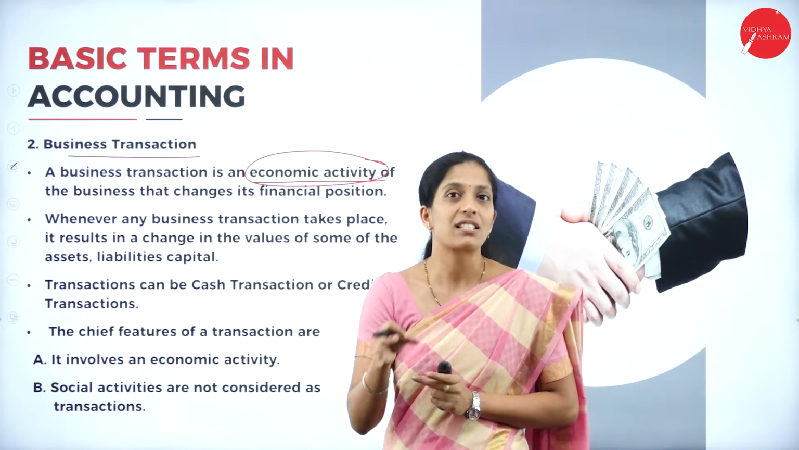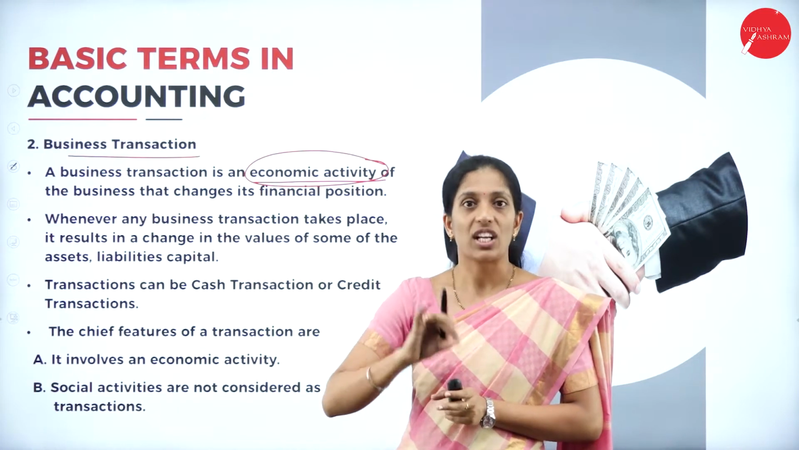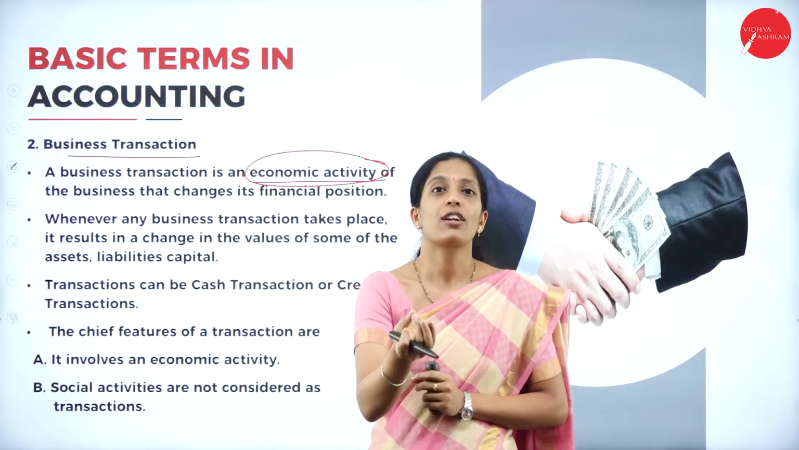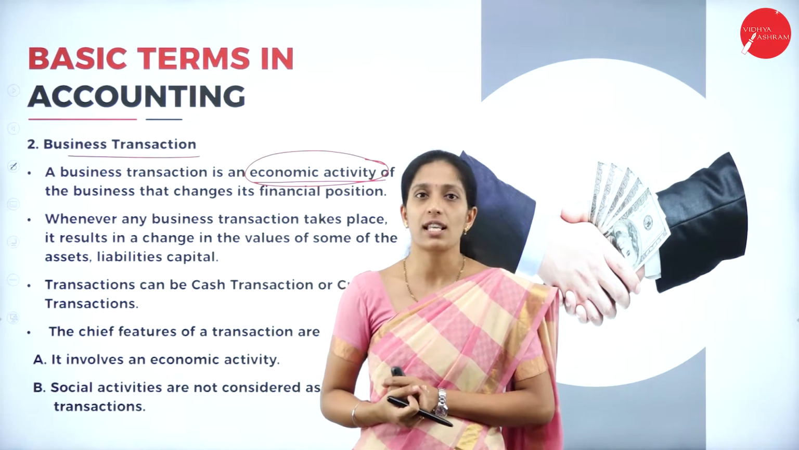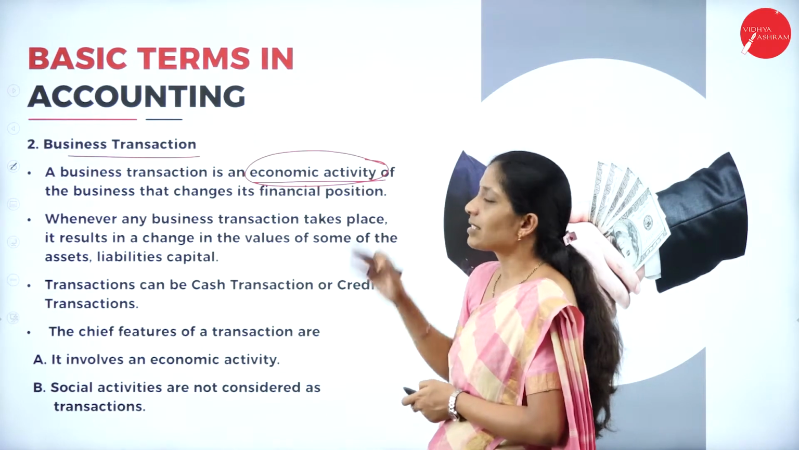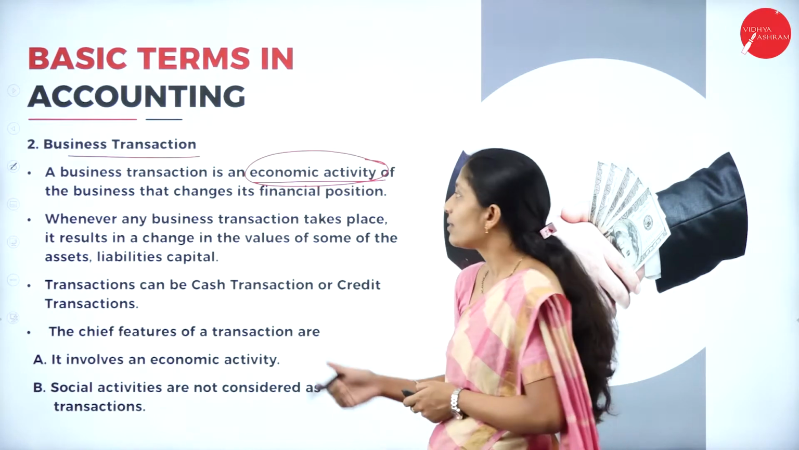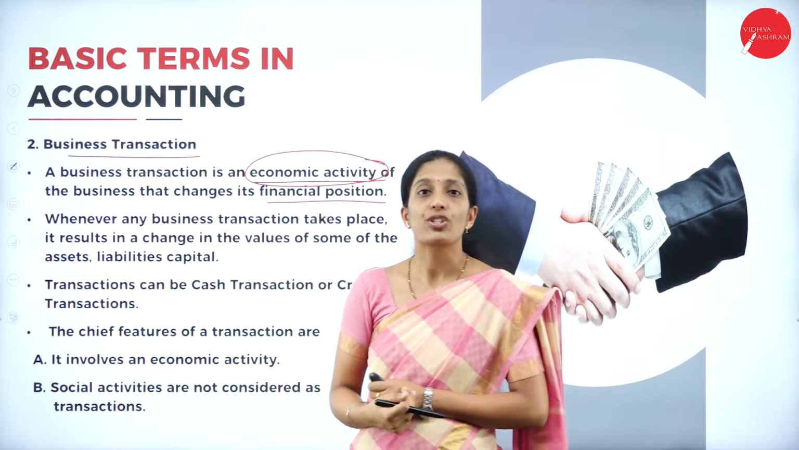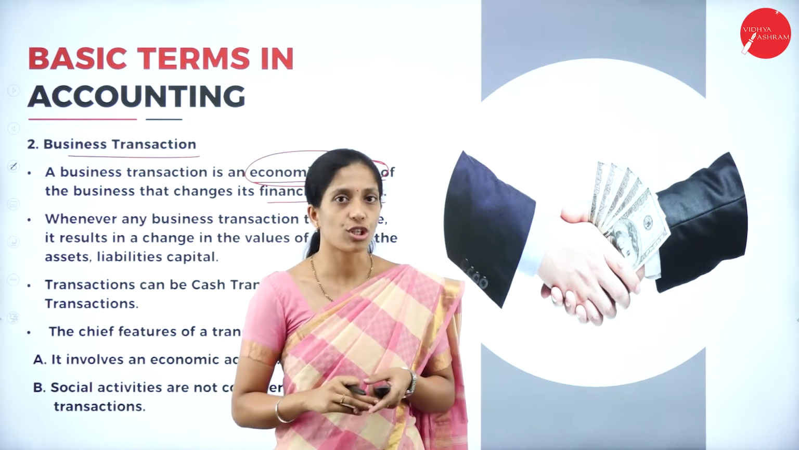For example, business is an economic activity because we invest into the business and we conduct various types of activity, but our main intention is what? In order to get the profit. So, our return is what? Profit is a return. So, a business transaction is an economic activity of business that changes its financial position. Of course, when they are going to earn the profit, it thereby changes the financial position of the business.